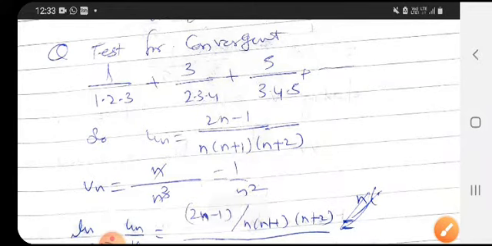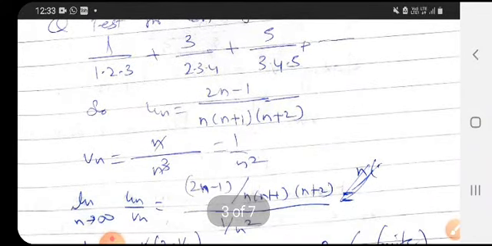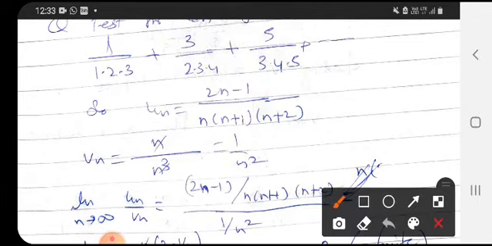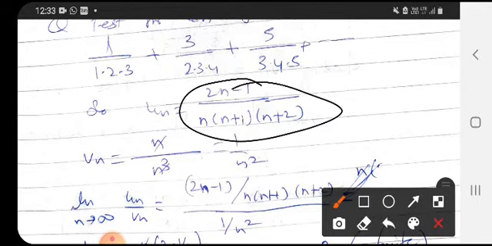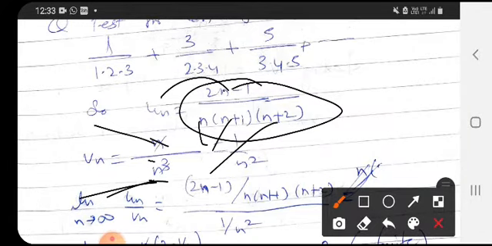Test for convergence the series 1 upon 1 into 2 into 3, 3 upon 2 into 3 into 4, 5 upon 3 into 4 into 5. The general term is 2n minus 1 divided by n into n plus 1 into n plus 2. Vn is the lowest term of the numerator divided by the highest term of the denominator. So we see n from the numerator and n cube from the denominator, that is 1 upon n square. This is the value of vn.